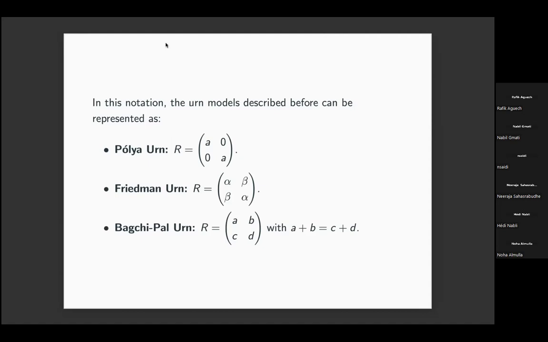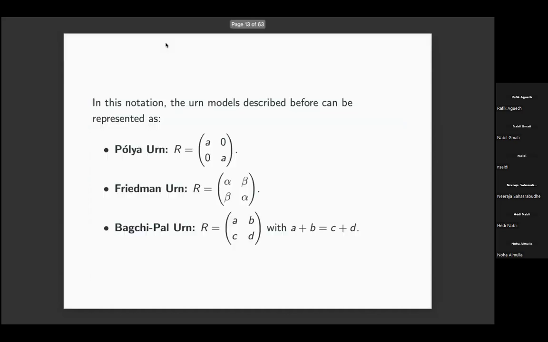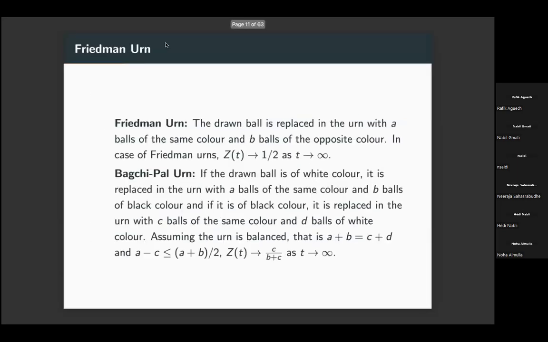All right. So other than the limiting behavior, there are other things that people have looked at. So for instance, there is this well-known... The Friedman urn is a specific case of the last one. Friedman case is a specific case of the Bagchi-Pal urn. That's right. If B and C are the same, then it just becomes 1/2. Okay. Thanks.